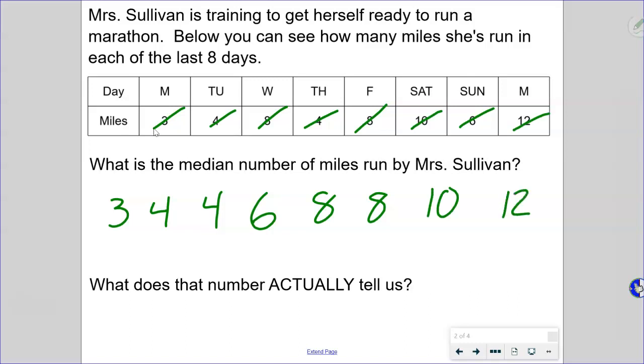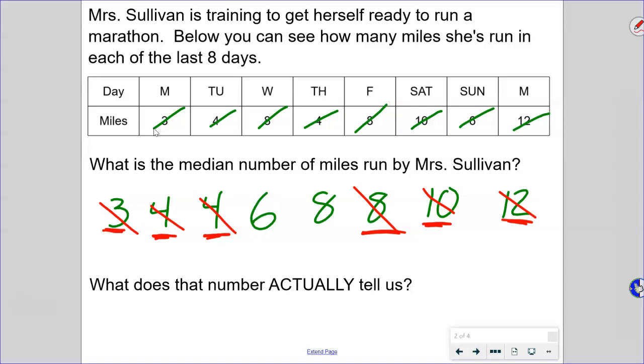So I have put them in order from least to greatest because I want to find the number that is right in the middle. That would be our median. So we're going to eliminate from outside in. I'm going to take this 3 and that 12, and we're going to eliminate those numbers. And I'm going to take this 4 and that 10, and we're going to eliminate again. And I'm going to take this 4 and that 8, and we're going to eliminate again. Now, I think you can see that if I do that again, I'm going to be left with no numbers.